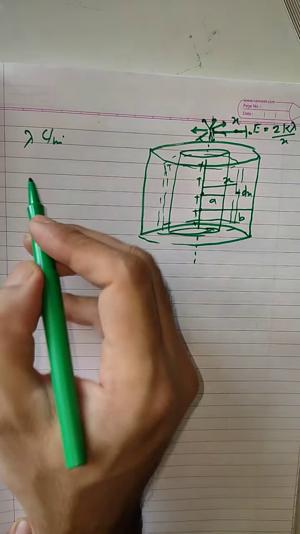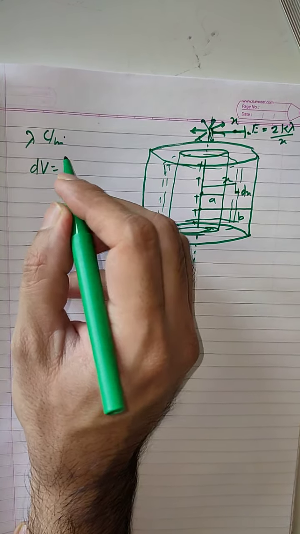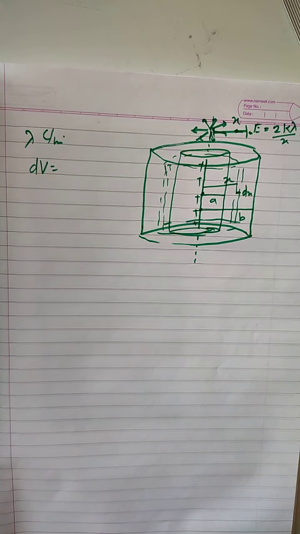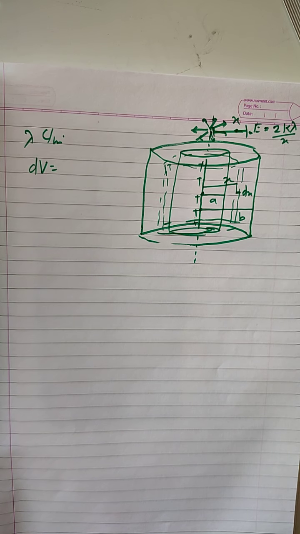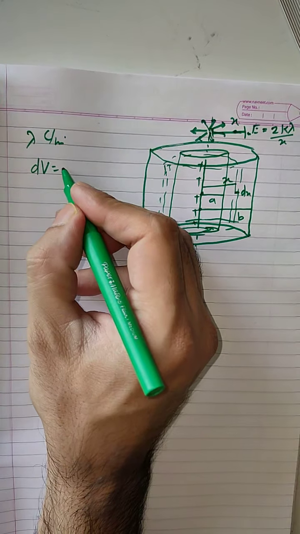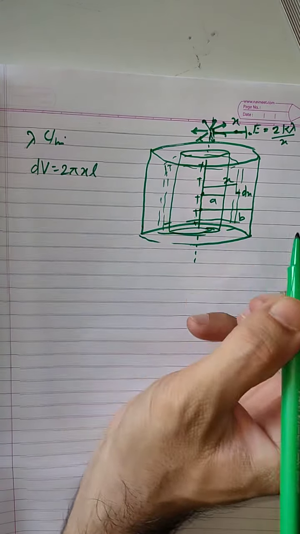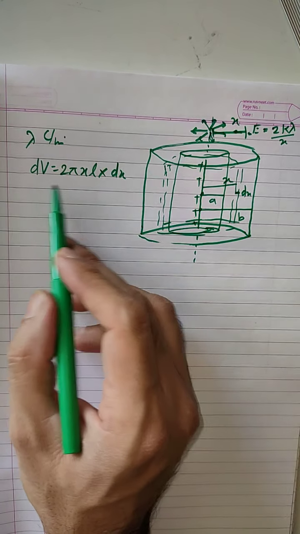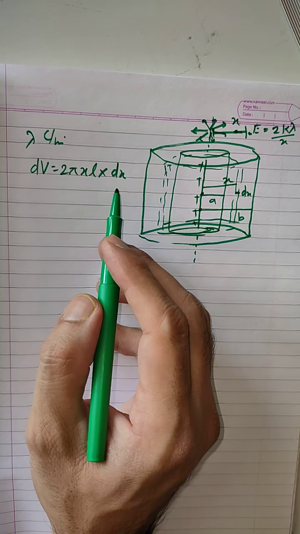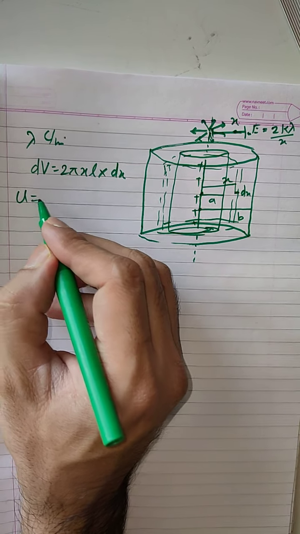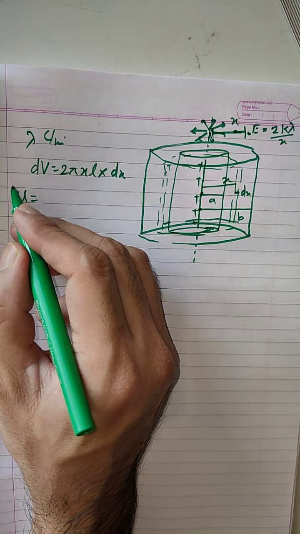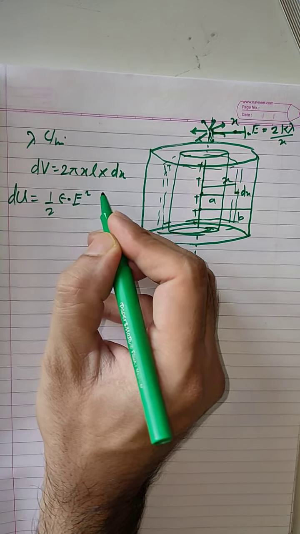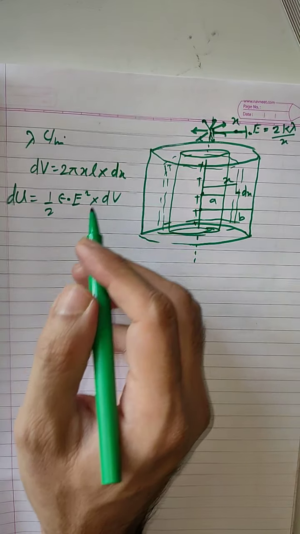So first we have to find the volume of this elemental shell. We will denote it with dV, and this volume will be equal to the surface area of the shell multiplied by the thickness of the shell. Now we know that the surface area of the cylinder of radius x is 2 pi xL, L being the length of the cylinder, multiplied by the thickness of cylinder dx. So this will be our volume of the elemental cylinder, and the energy stored in this elemental cylinder will be given by dU, which will be equal to half epsilon naught E square into dV.